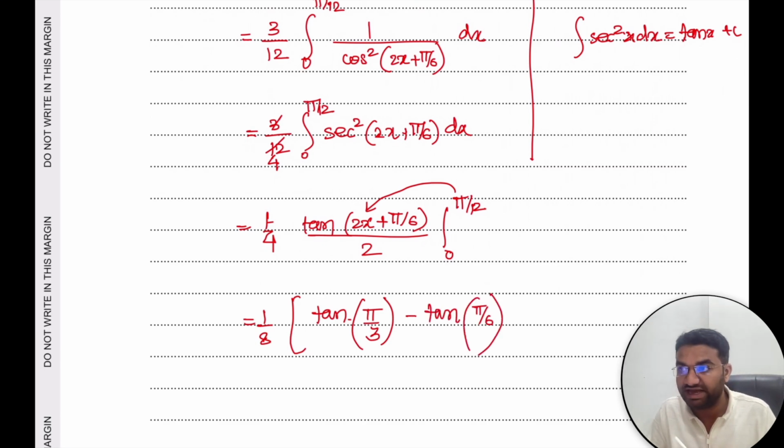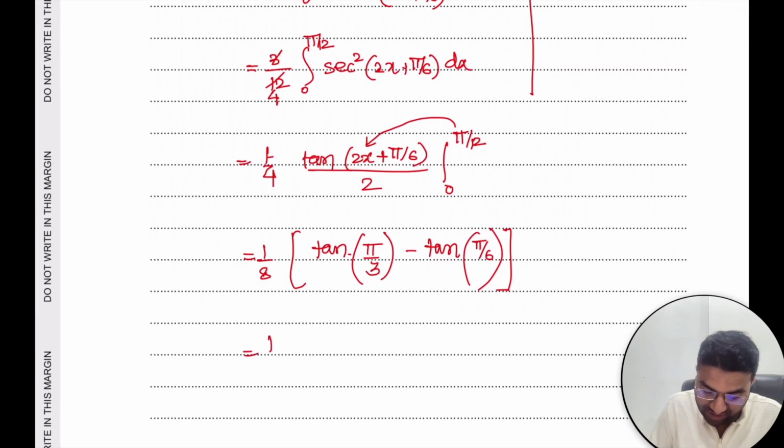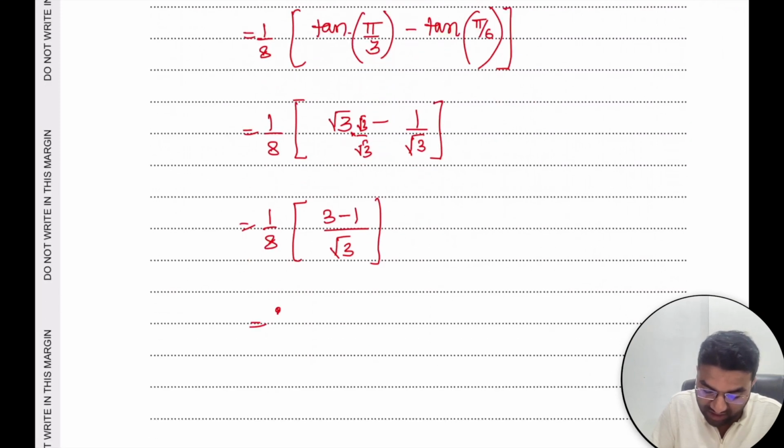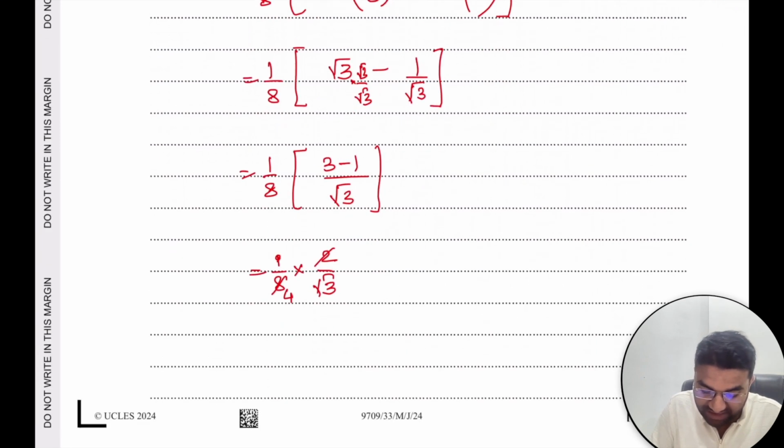Here if you simplify this one, 1 upon 8, what's the tan of pi by 3 value? You can check it in your calculator. It's root 3, fine, minus 1 upon root 3, okay. And if you simplify, multiplying root 3 over root 3, it would be 1 upon 8, root 3 is 3 minus 1 upon root 3, fine, and here 1 upon 8 times 2 over root 3, which is just 4. So the answer is 1 upon 4 root 3.